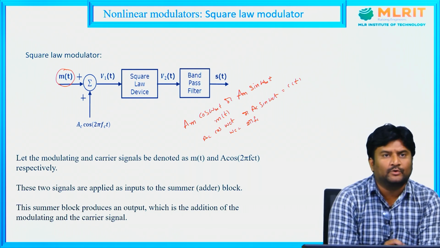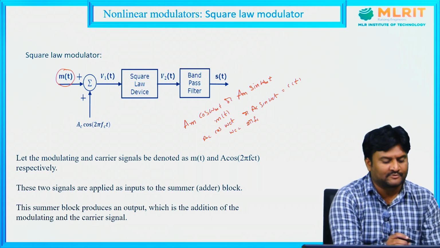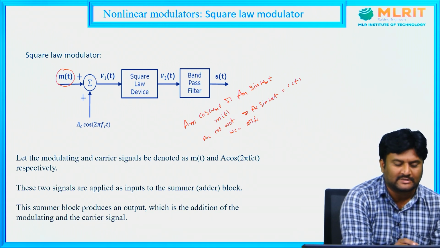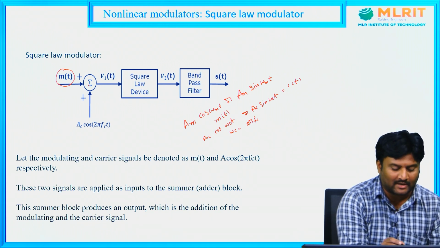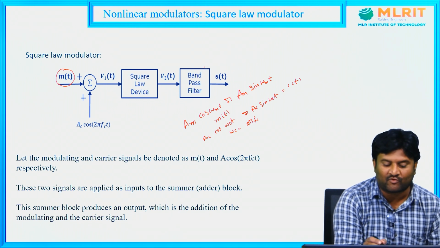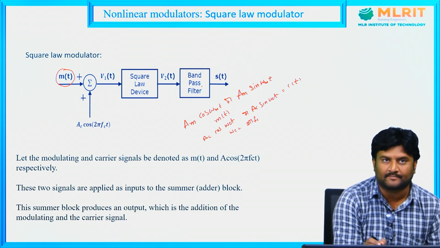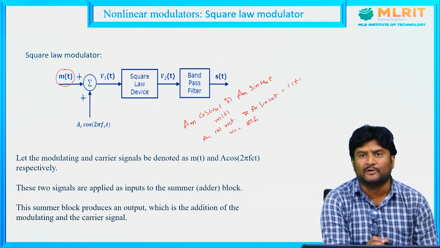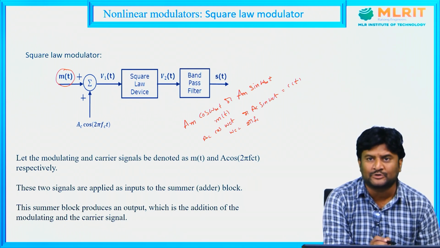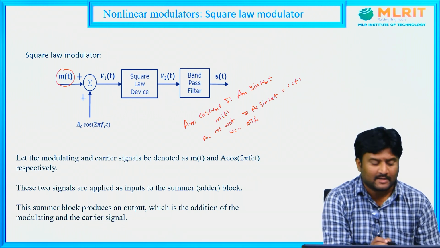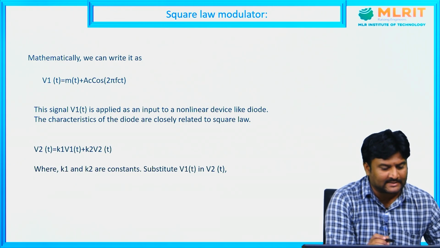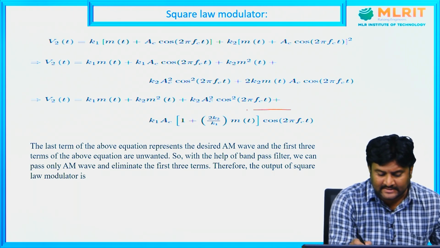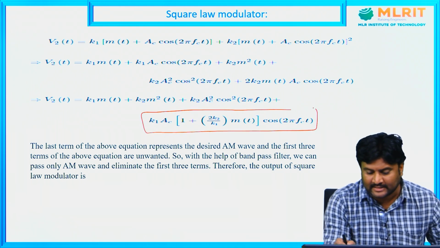In this circuit, we have different blocks. Observe here, m(t) and c(t) are summed using a summer, followed by the square law device and a band pass filter. Basically, s(t) is the amplitude modulated signal. What is the amplitude modulated signal? I need to find this amplitude modulated signal; how we can get it, I explain.